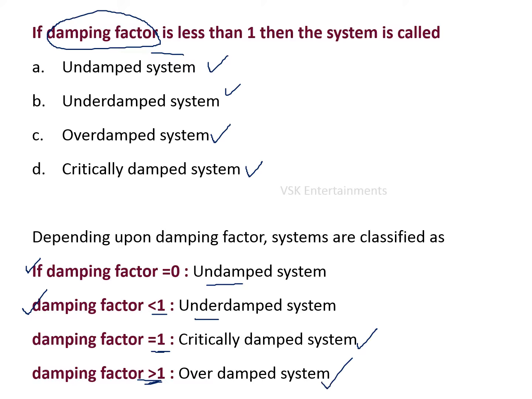In our question, the damping factor value is less than 1. That is the second option. Damping factor is less than 1, that is the underdamped system. So option B is the right answer.